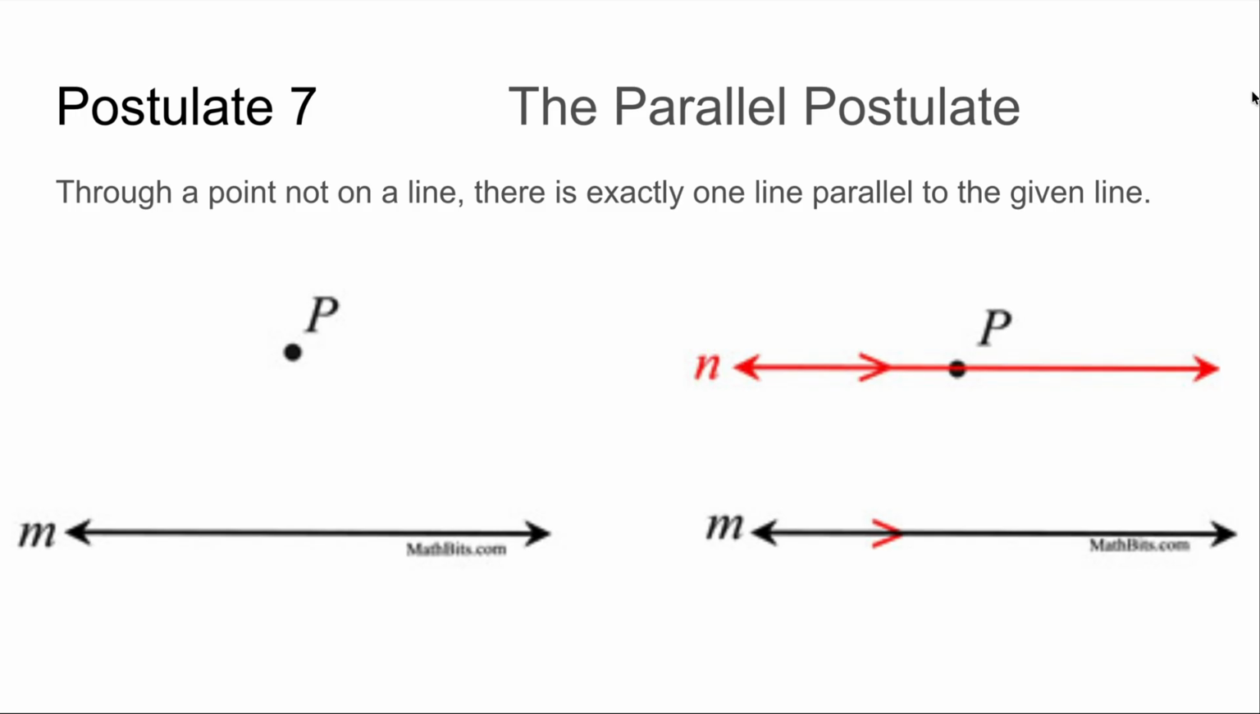Okay, so we have the parallel postulate. Now this is important. This will be on your test. Through a point not on a line, see how this point is not on a line? There is exactly one line parallel to the given line. So using this point, we can create a line that is parallel to another line.